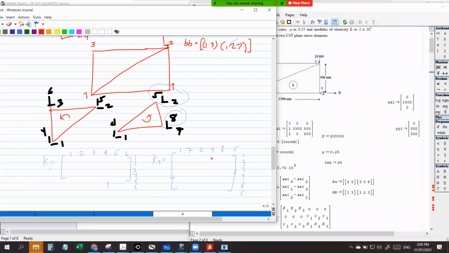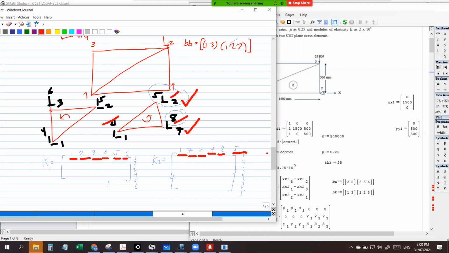So establish na si 1, 2, 3, 4, 5, 6. And then 1, 7, right? 2, X din. Then proceed na tayo sa mga vertical. 4, 8, and then 5. Okay? So, yun yung coding per element. 1, 2, 3, 4, 5, 6, then 1, 7, 2, 4, 8, 5.